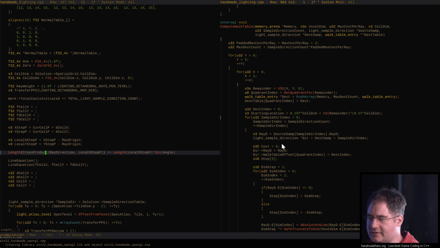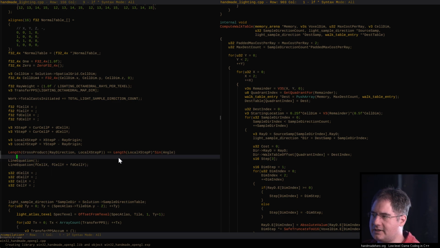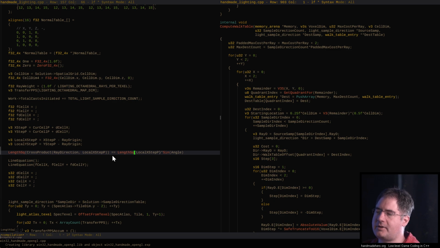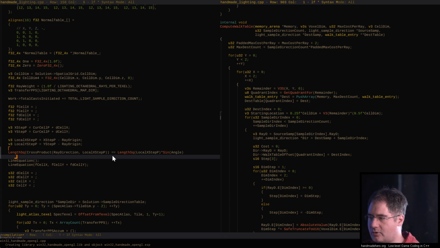Now, we are only comparing these, so we actually don't need the length. We could just do the length squared, which would be much simpler, right? Because we're just going to compare two of them together to see which one is larger. And furthermore, we know that we don't care what the distance is in Z because we're only stepping on a 2D grid. So the cross product actually would only have the other components to it, right? It's really a perp dot product, which is much simpler than the full cross product.